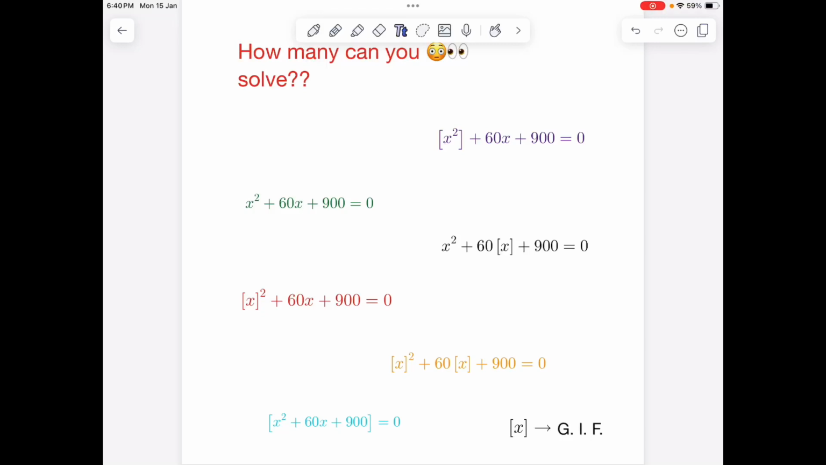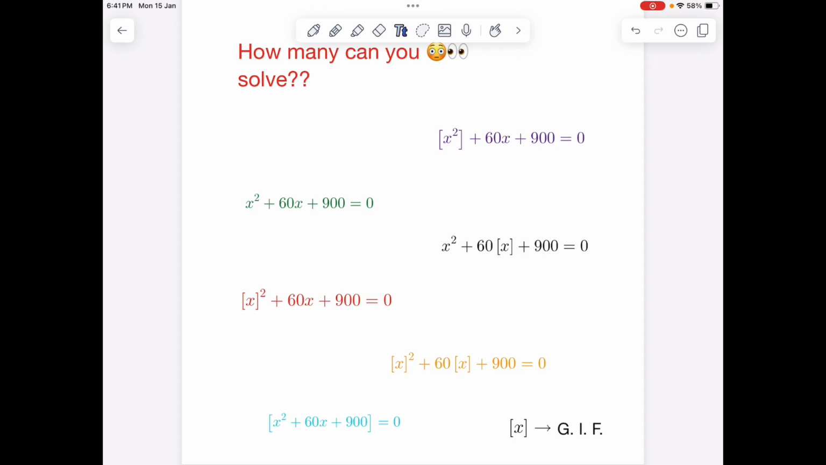How many of these equations can you solve, where in each of these equations the symbol [x], the greatest of x with brackets, represents the GIF, the greatest integer function? Are you confused? So you select the questions of your test and try to solve and check out of 1, 2, 3, 4, 5, 6. Okay, so here we go with the solution.